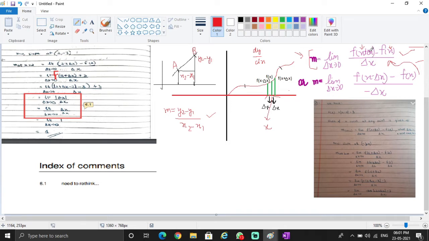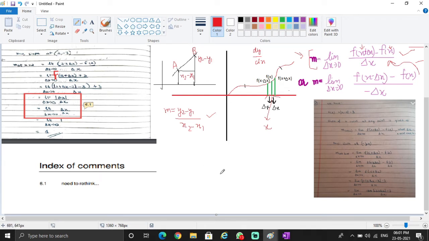When it is positive, that means the neighborhood is towards the right. When it is negative, then the neighborhood is towards the left. So the change is basically delta x, but if it is towards the right, then it is positive delta x. If it is towards your left, then it is negative delta x.